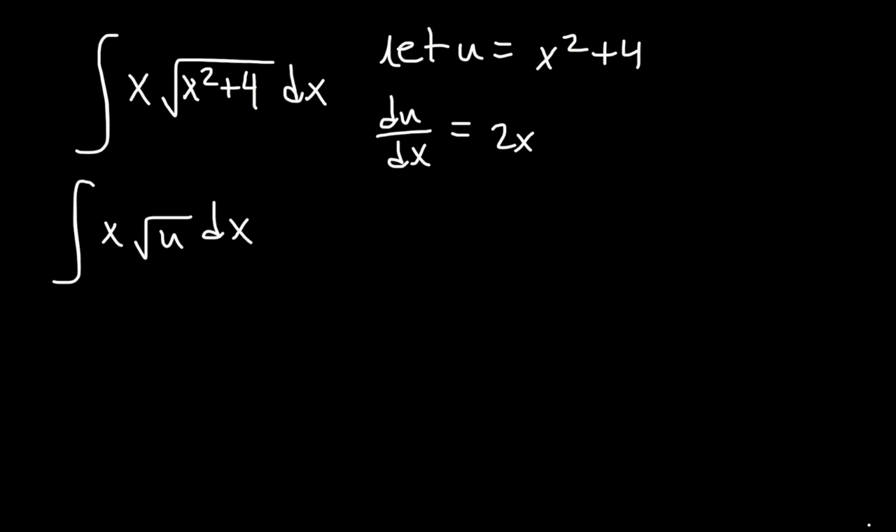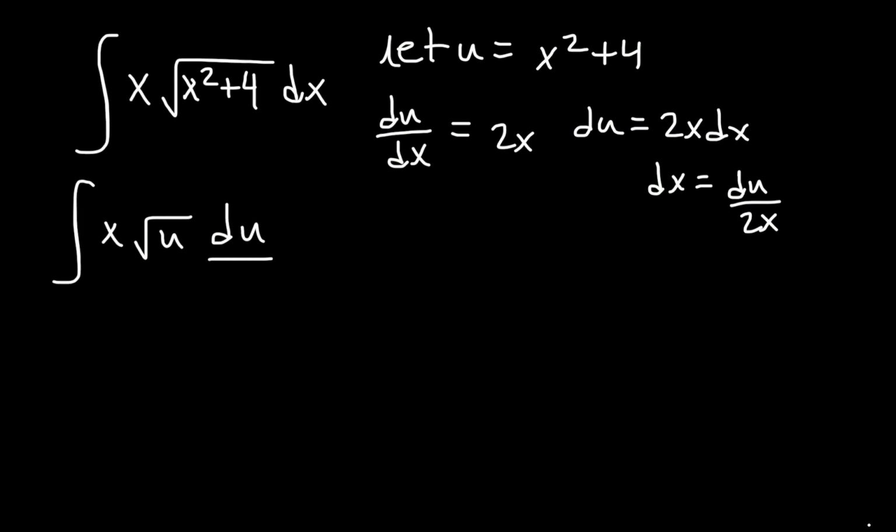And now I need to isolate for dx. So multiplying dx on both sides, I get du equals 2x dx. So then dx equals du over 2x. And now I'll replace dx here with du over 2x. So notice that the x variable cancels out. This is exactly what we want when we're doing u substitution. That's the whole purpose. We end up eliminating all the x variables and we only integrate with respect to u.